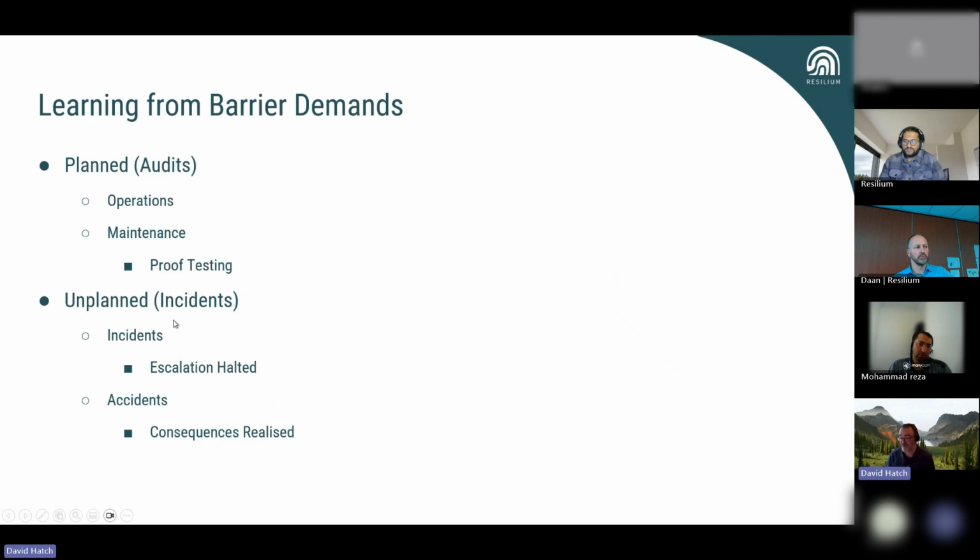Unplanned demands are where we're not expecting the barrier to be called to act. So where you've got incidents or accidents, and depending on your terminology, whether it's called a near miss, a near hit, a close call, a dangerous occurrence, all these, even if they don't get to the point where you've actually injured someone or damaged the environment, all these are learning opportunities. Even if you get to the first barrier and the first barrier stops that escalation, that's a learning opportunity, because that has then given you a piece of data. That's given you some data that A, the initiating threat has occurred, and B, what did the first barrier do? Did it work? Did it not work?